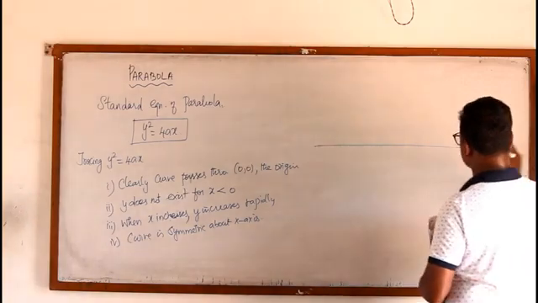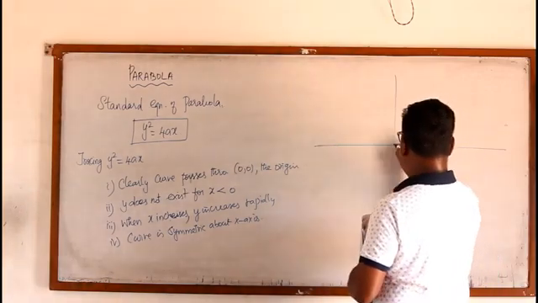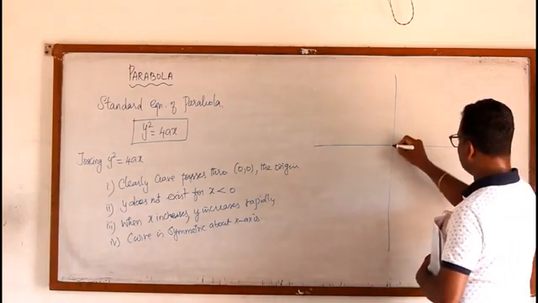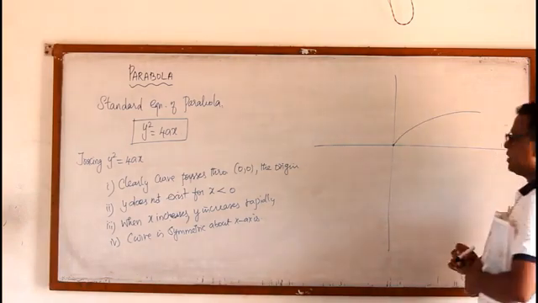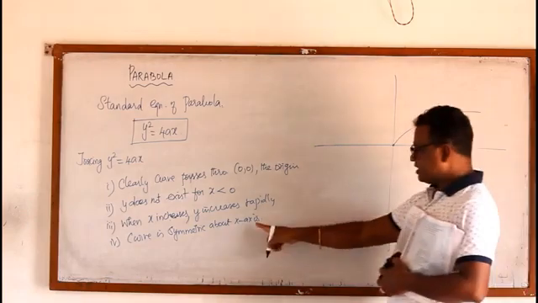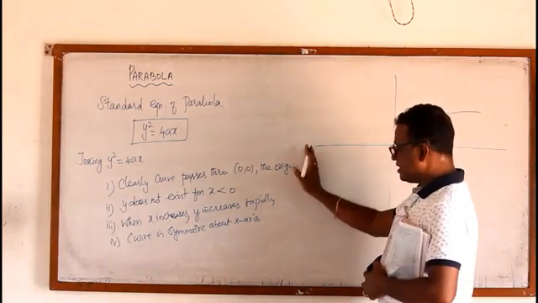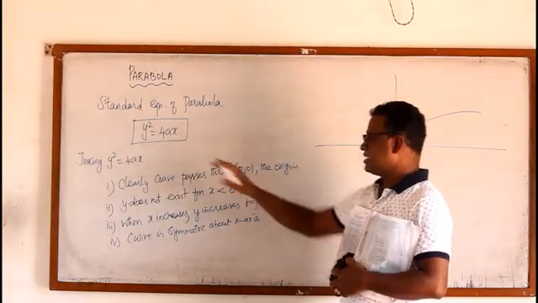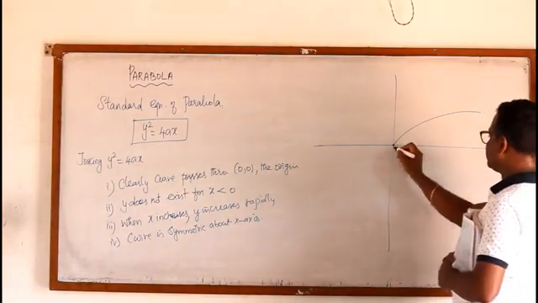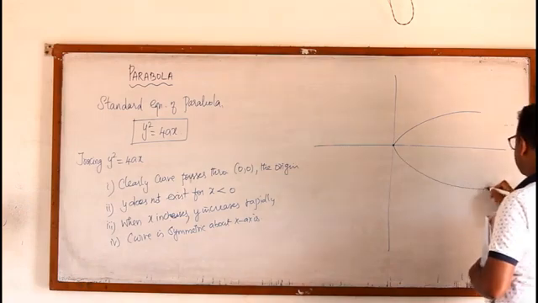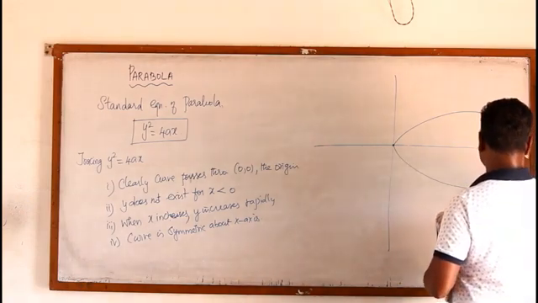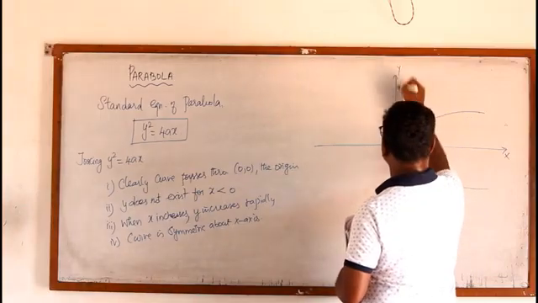We should draw the curve. So this is the origin. As x increases, y increases rapidly. The curve passes through the origin and does not exist on this side. As x increases, y increases. The curve is symmetric about the x-axis, so the same shape is on the other side of the x-axis. So this is the parabola. This is the x-axis and this is the y-axis.